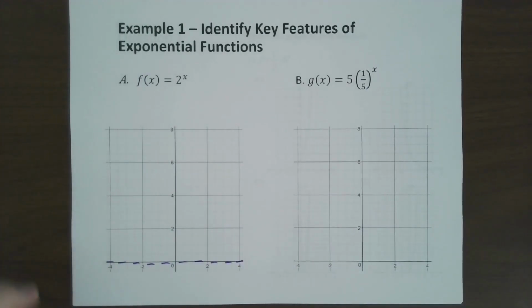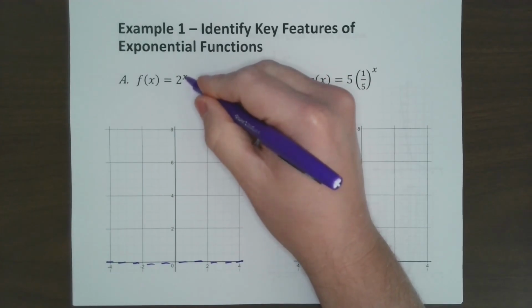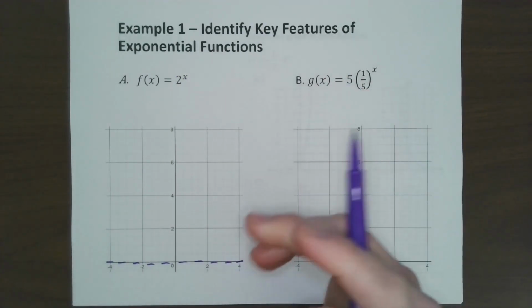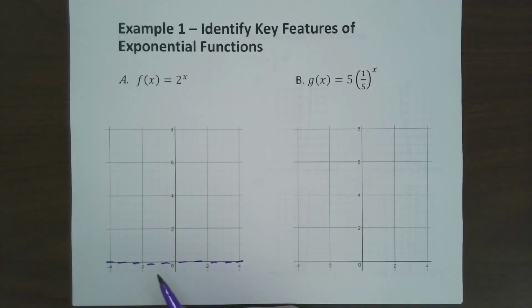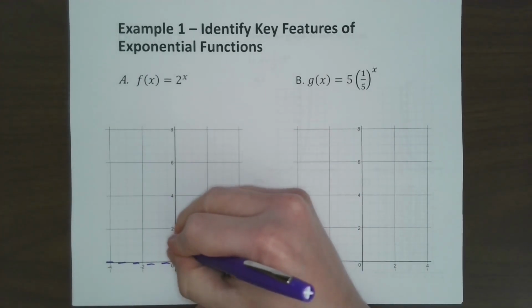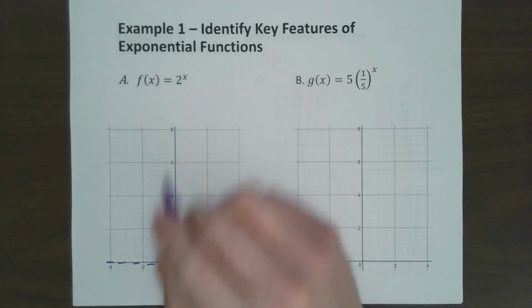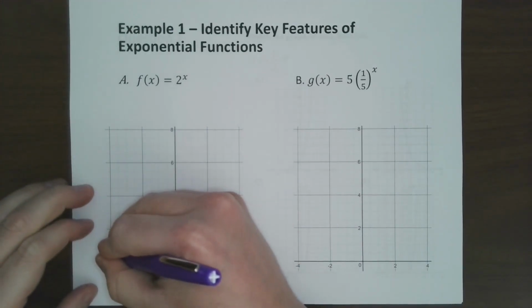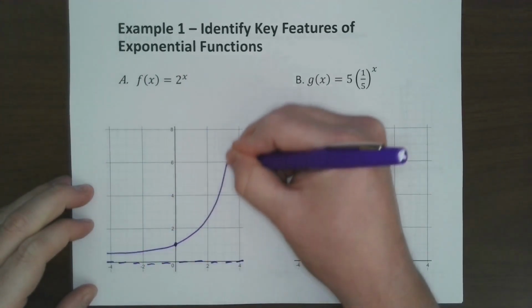Now there is a key point. The key point is when this is 0, because anything to the 0 power is 1, and that's basically your y-intercept. So we put a dot right there. Now, since it's 2, that means every time it increases, it doubles. So our graph should look something like this.